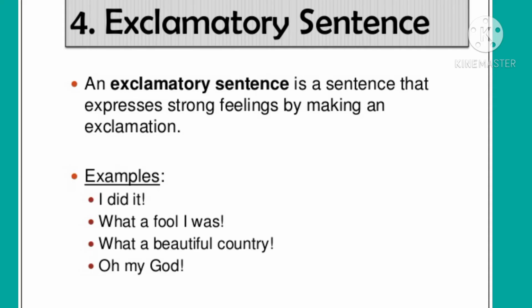Okay, let's read about exclamatory sentences. An exclamatory sentence is a sentence that expresses strong feeling by making an exclamation. It means a sudden feeling of our heart is an exclamatory sentence. For example, I did it! What a fool I was! What a beautiful country! And oh my God! In all of these sentences there is a strong and sudden feeling.